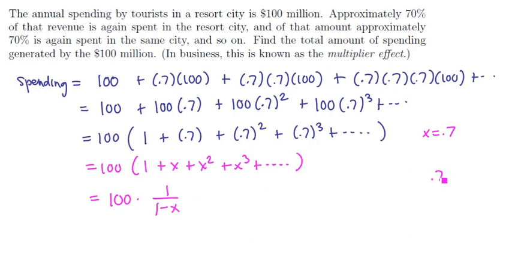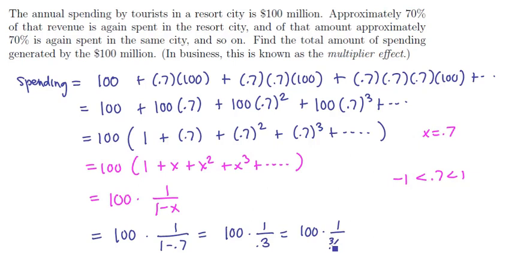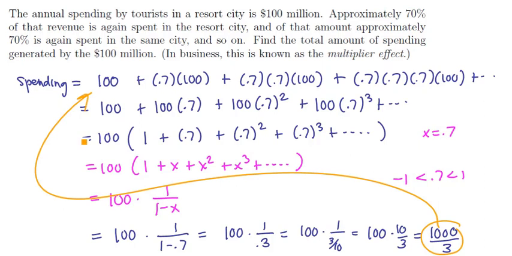If we clean this up a little bit, let's see. 0.7 is between 1 and minus 1, so we are in the radius of convergence. So if we back substitute, we're going to have 100 times 1 over 1 minus 0.7. That's 100 times 1 over 0.3. That's the same thing as 100 times 1 over 3/10, or 100 times 10 over 3. And if we clean that up, that's going to be 1,000 thirds. And so there's the limit of the infinite sum right here.